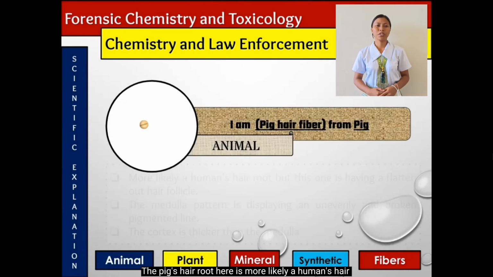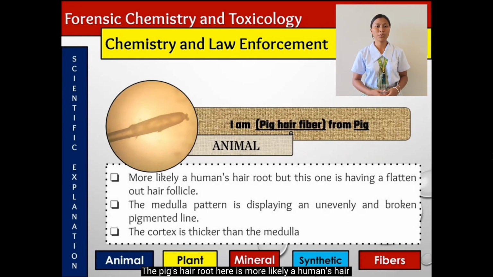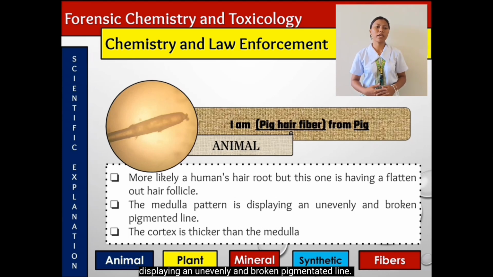Contrary to having no medulla to show, the cortex here is denser. The pig's hair root here is more likely a human's hair root, but this one has a flattened hair follicle compared to a human's hair follicle. Furthermore, the medulla's pattern is displaying an evenly broken pigmented line. And lastly, the cortex is thicker than the medulla.